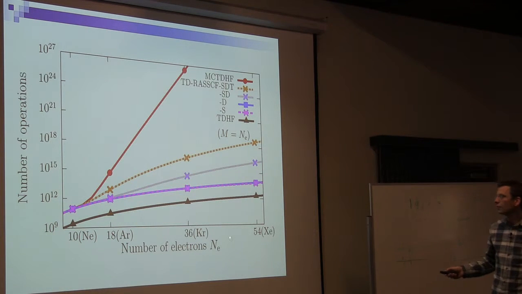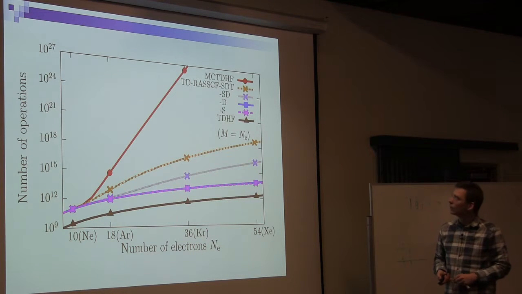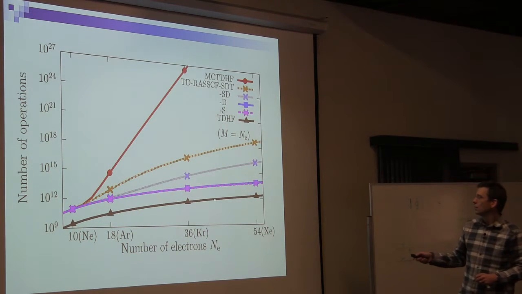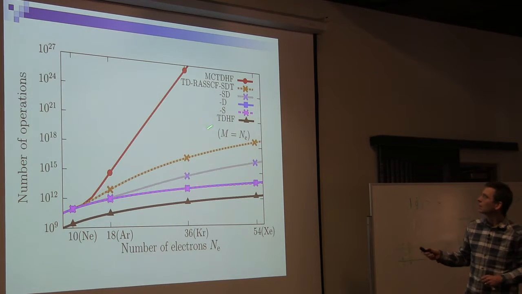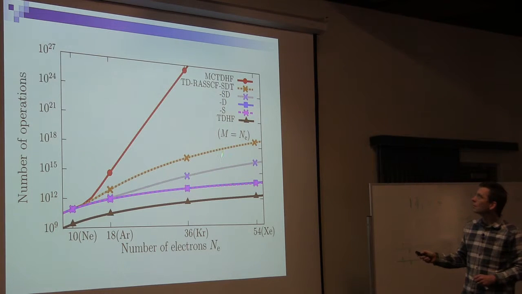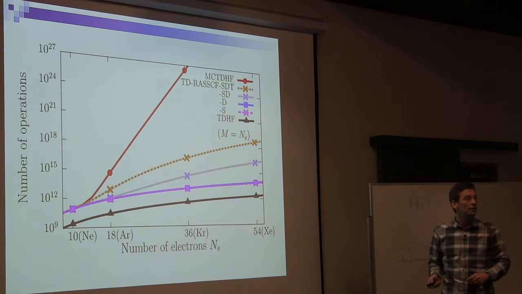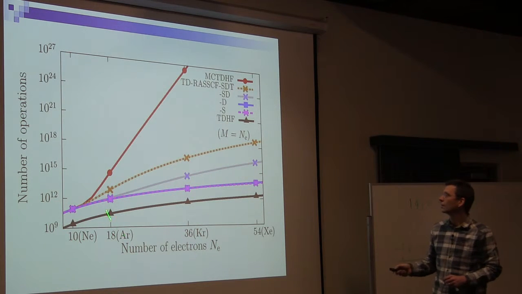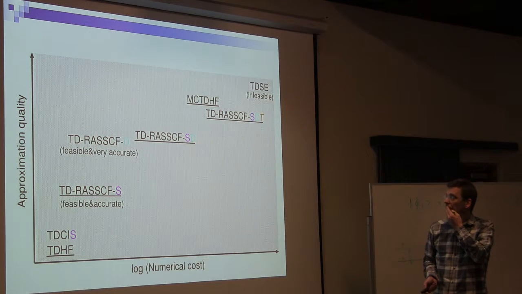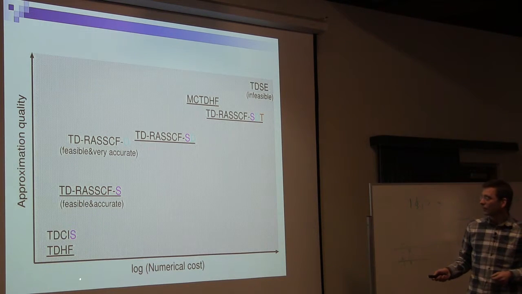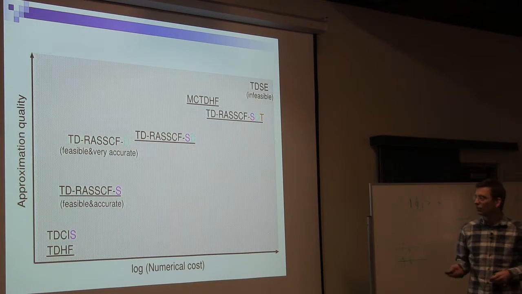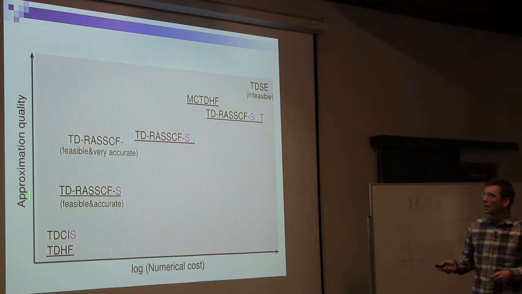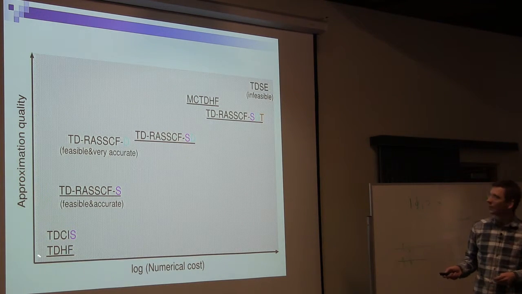As you increase the number of electrons and look at the number of operations that are needed to do a calculation, we can do maybe time-dependent Hartree-Fock. We can also maybe do these kinds of new theories at the singles and doubles levels. But to do a full calculation, which would be this multi-configurational time-dependent Hartree-Fock, is impossible when the system is large. So this is one of the motivations for doing what we're doing here. This is saying the same. You have something about numerical cost and you have something about approximation. If you don't care so much about the quality of your calculation, you can do here. But if you want something which is more accurate, you have to go up here somewhere.